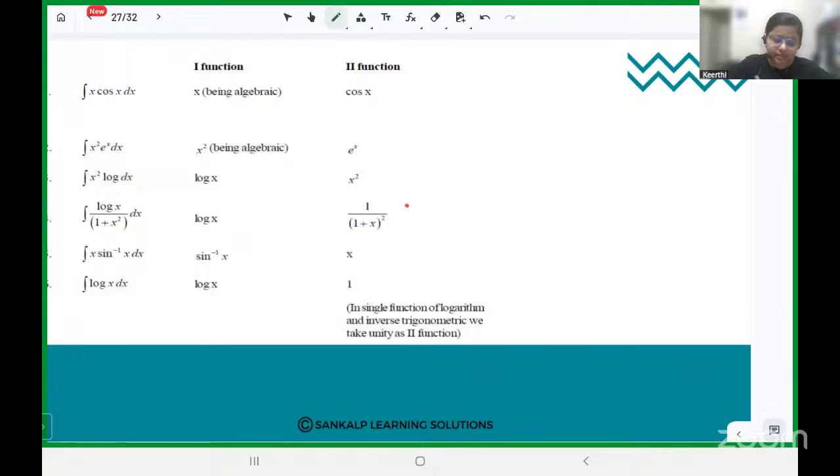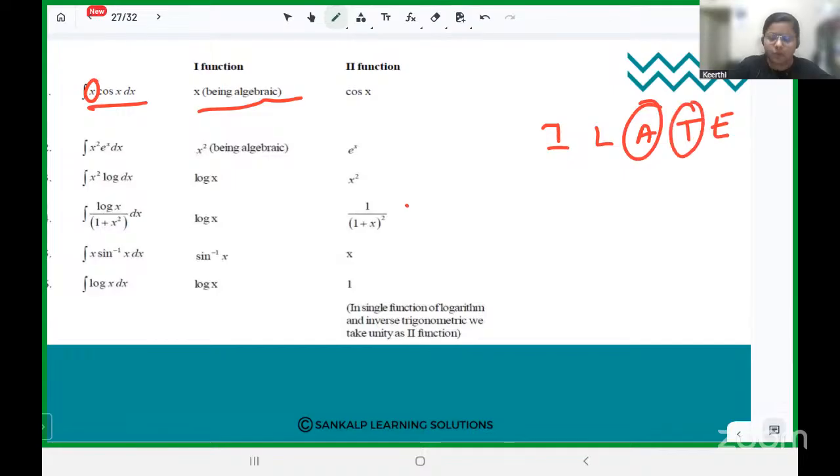Okay, so in the first question, it is x into cos x. We choose x as the first function, because it is an algebraic function. Cos x is a trigonometric function. So the algebraic function should be given first priority and then the trigonometric function. So the second function should be taken as cos x.